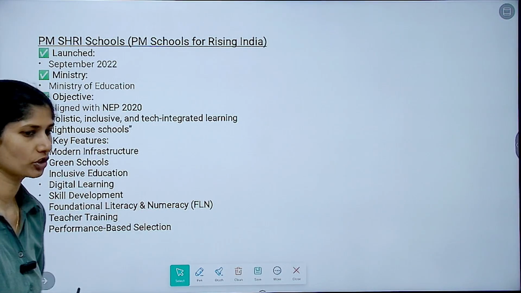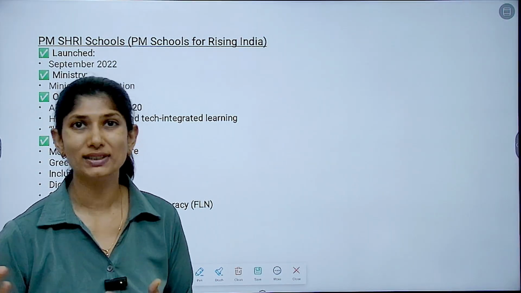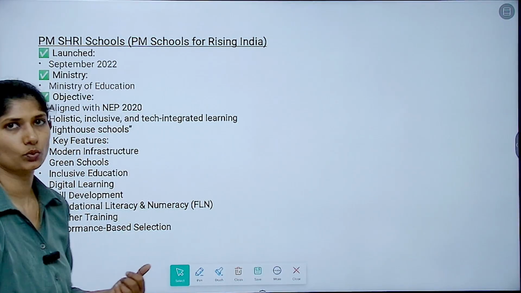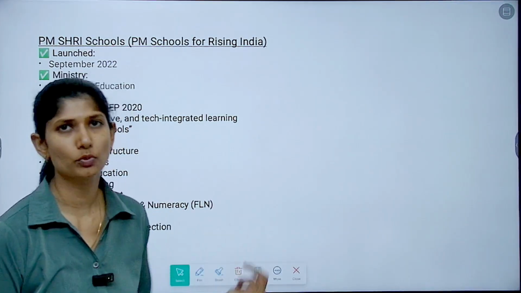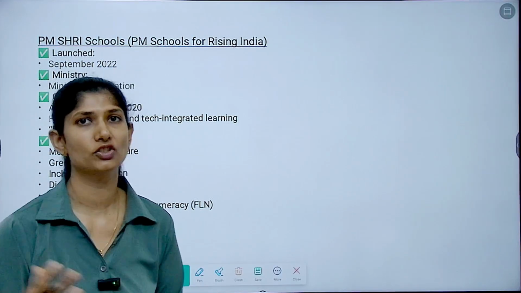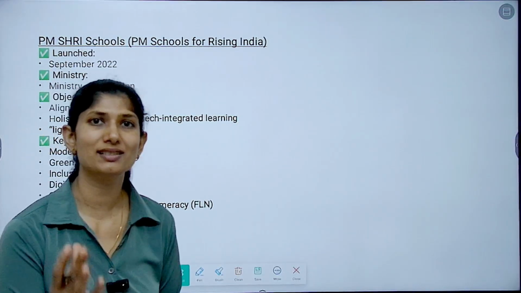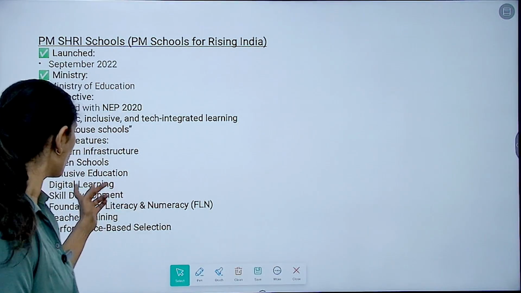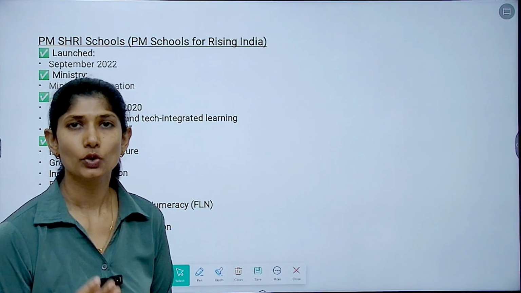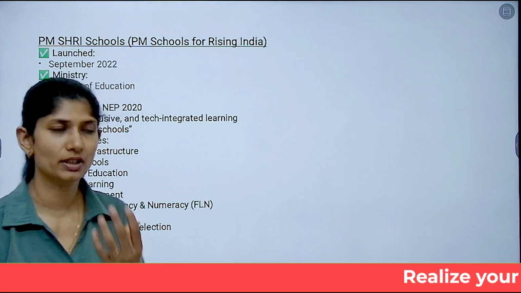Then we have inclusive education, to make sure that SC, ST, women, all these sections are more holistically and actively brought under the ambit of the school and education system. Digital learning is the usage of tablets, smartphones and smart boards, basically to impart digital education. Skill development, where you bring in vocational training from 6th standard onwards. Foundational literacy and numeracy from the very basics to create Nipun Bharat, strengthening foundational literacy and numeracy.